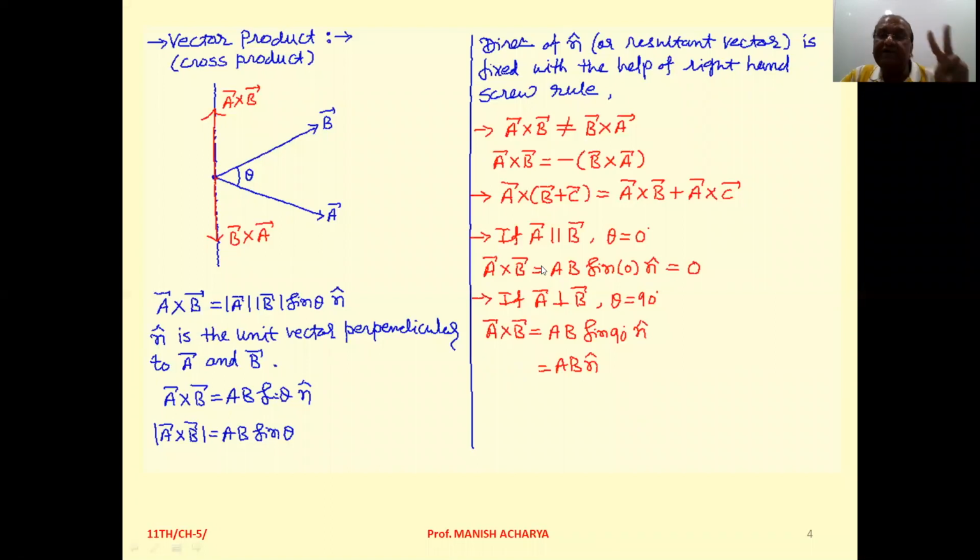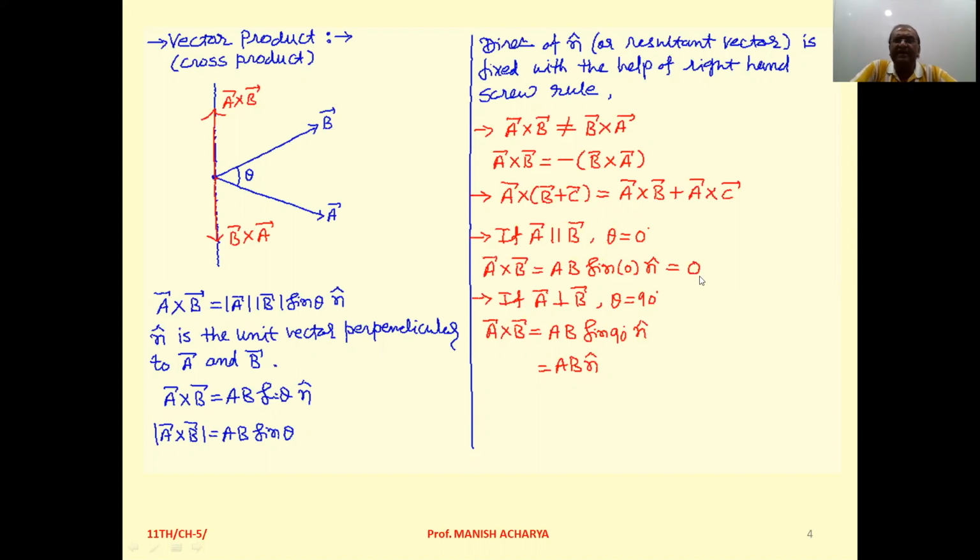Now if two vectors A and B are parallel to each other, then the angle between those two is 0. So A cross B is equal to AB. Now A and B are parallel, so theta is 0. So sine 0 into n caret, so 0. So always remember this thing. This is a very important characteristic.